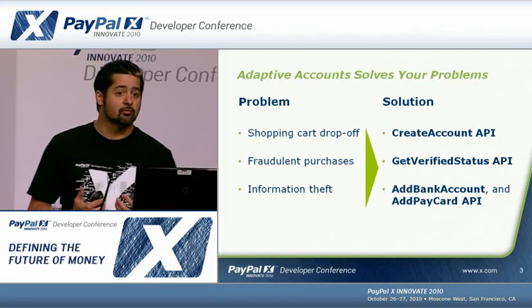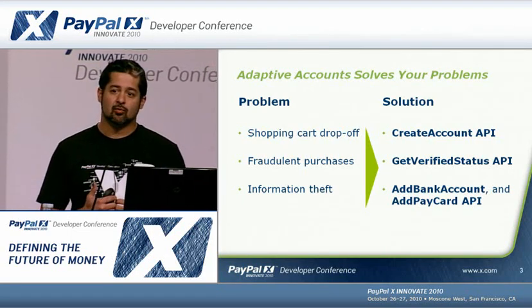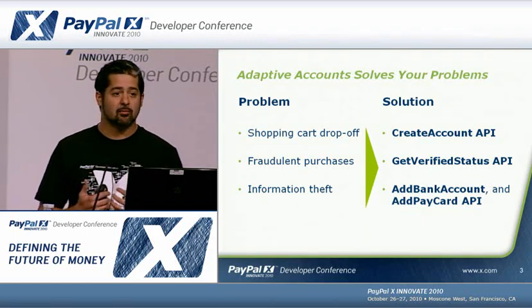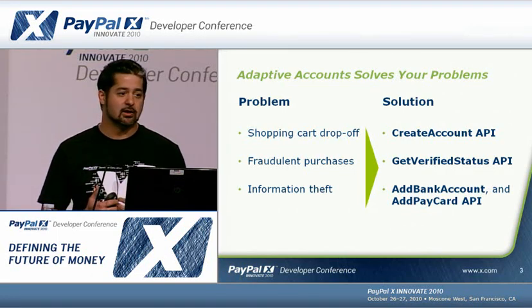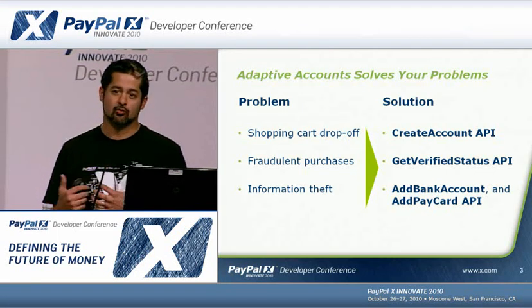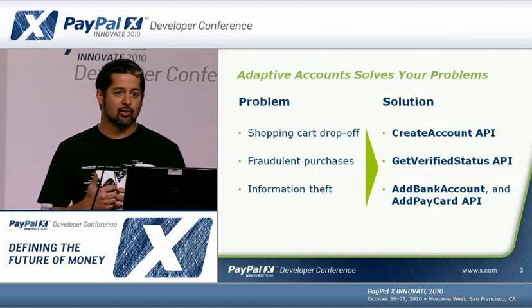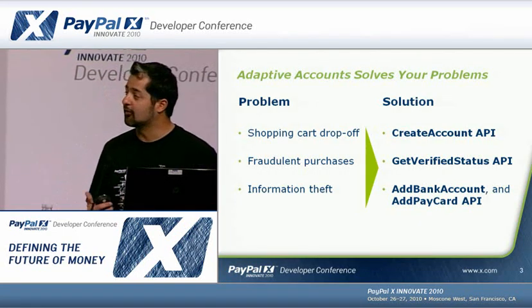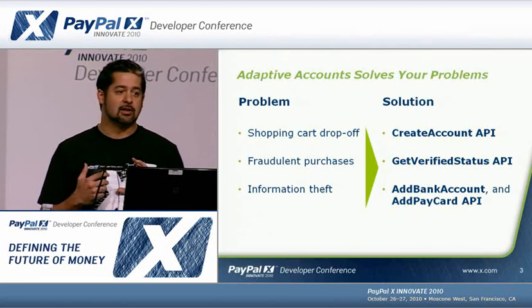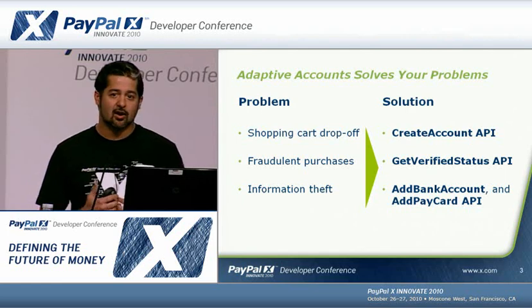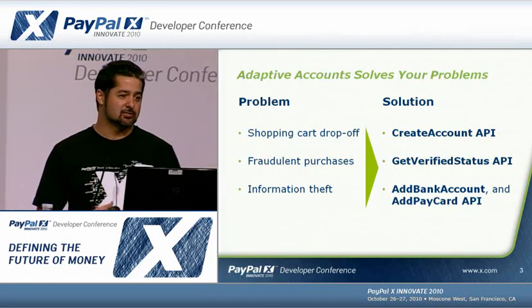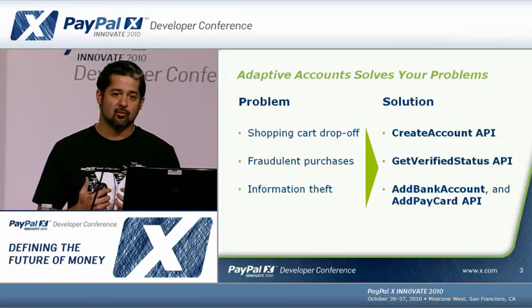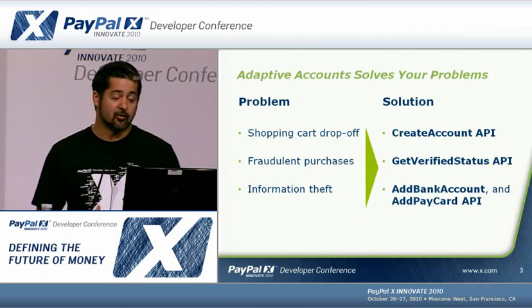The second problem that we started hearing about from our users of adaptive payments is we want to know our users a lot better. We're starting to see an increase in fraudulent activity. How do we get to know who's more trustworthy and who's more risky? So we listened and we created a new API called Get Verified Status API, which helps you determine the verification status of a user. So you can better understand how to customize an experience for your customers and present them with goods and services according to their level of verification.